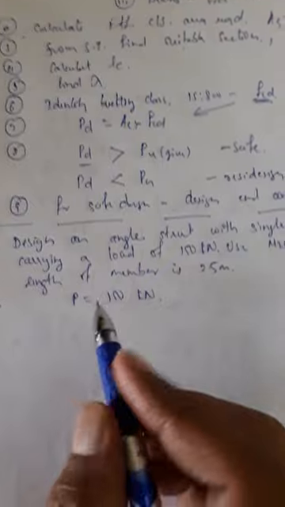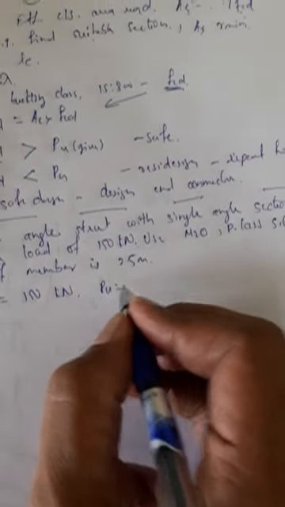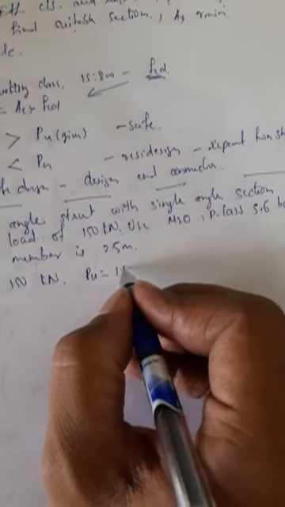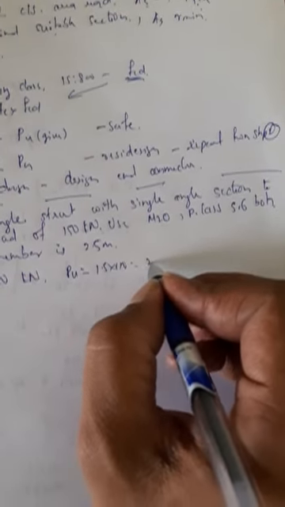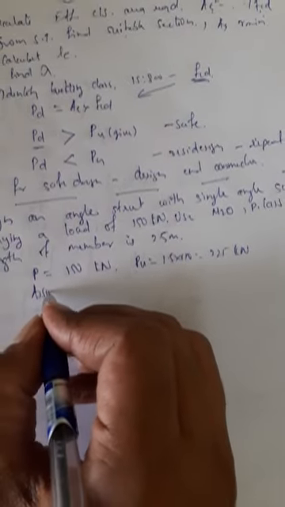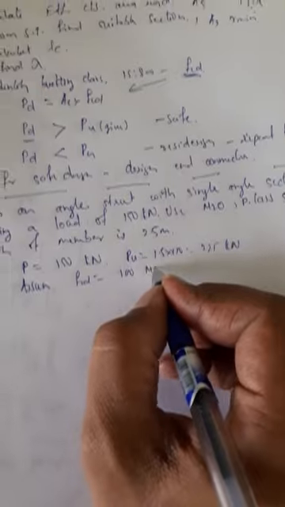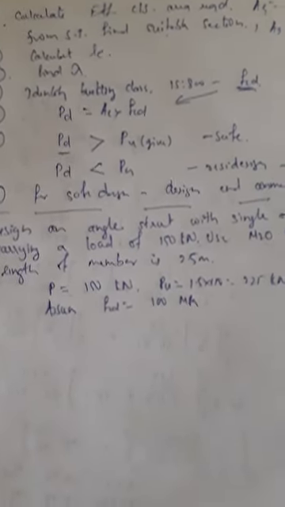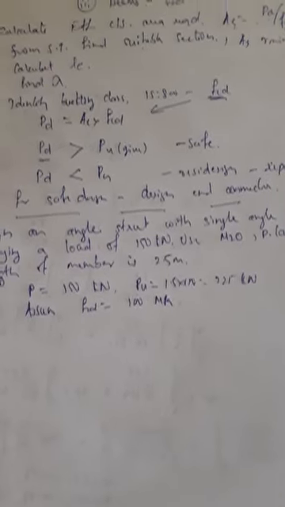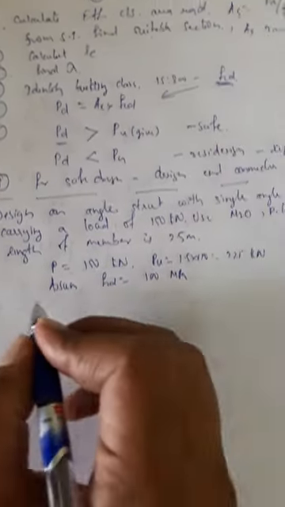Now let us start with the solution. Load P is 150 kilonewtons. Factored load PU is 1.5 into 150, that is 225 kilonewtons. Assume FCD is equal to 100 MPa. You can assume in the range of 90. You can assume anything. At the end, it should satisfy. PD should be greater than PU. That's it. So assume FCD is equal to 100.